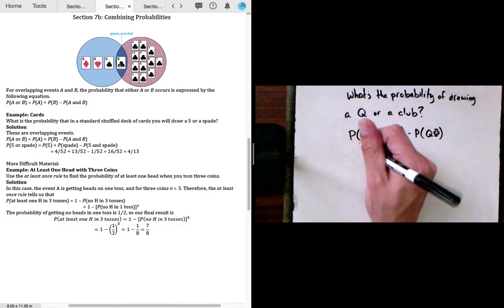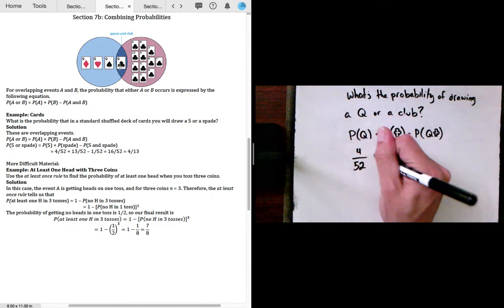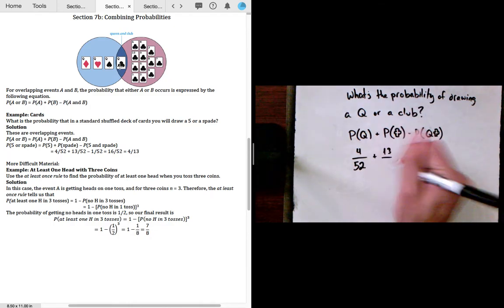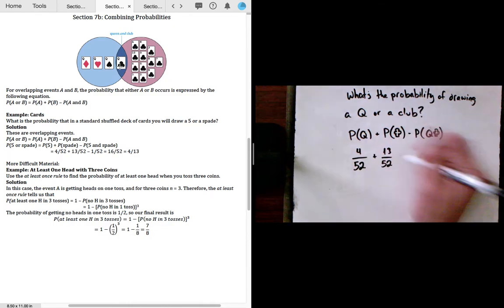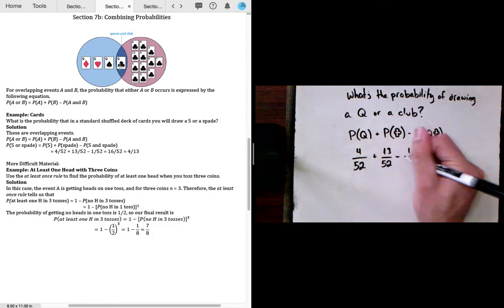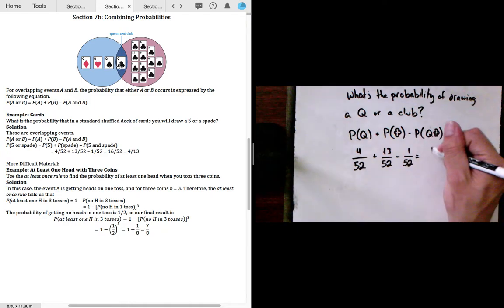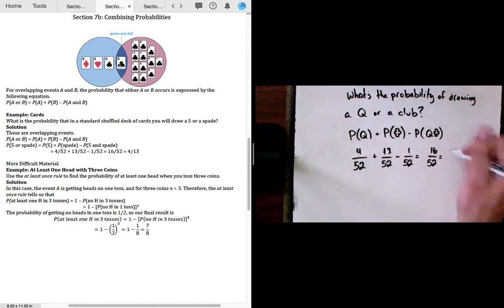We said that there are four queens out of the deck of 52 cards. There are 13 club cards out of the deck of 52. But we have to subtract that one that we double counted. There is only one queen of clubs. So we get 16 out of 52, which we can simplify into 4 out of 13.